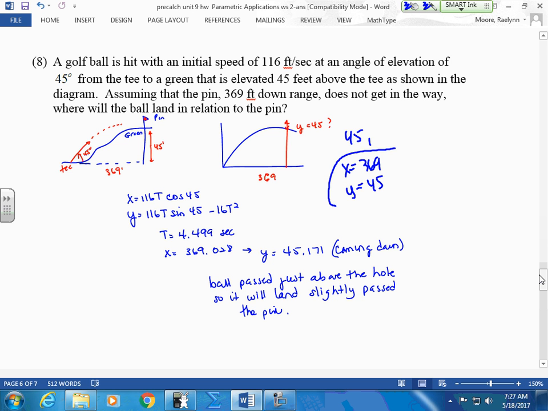you want to see where you are in relation to this. But when you get close to this, your Y is on the opposite side. It's just a little bit beyond it. So you don't hit your hole in one.